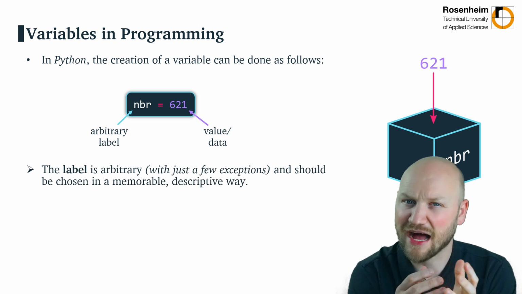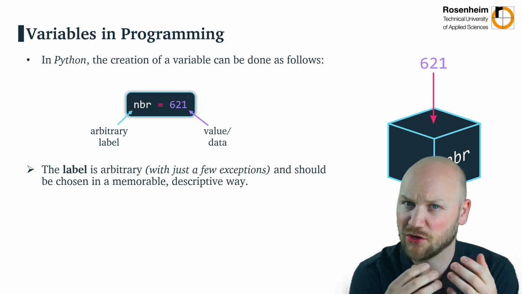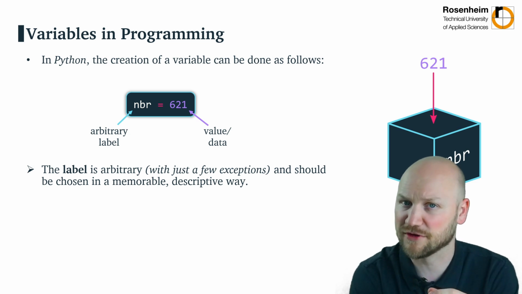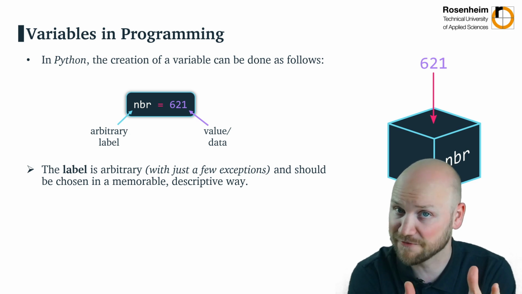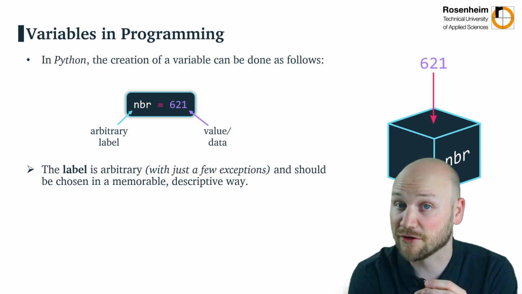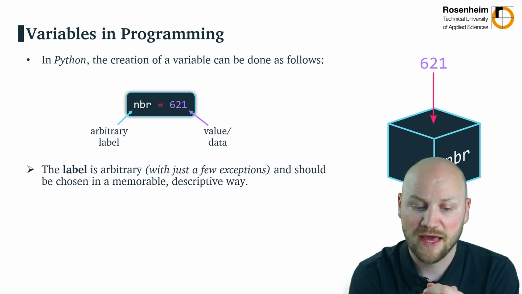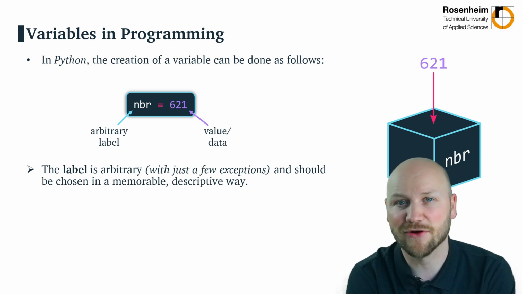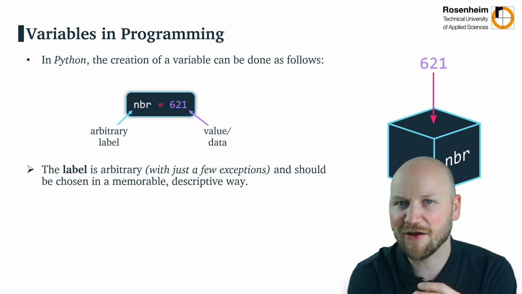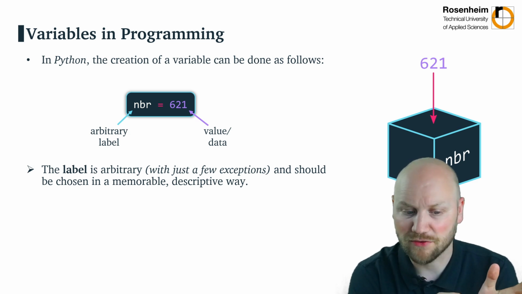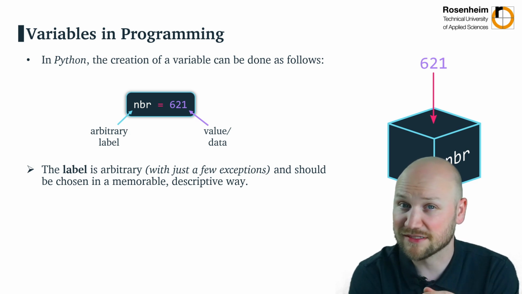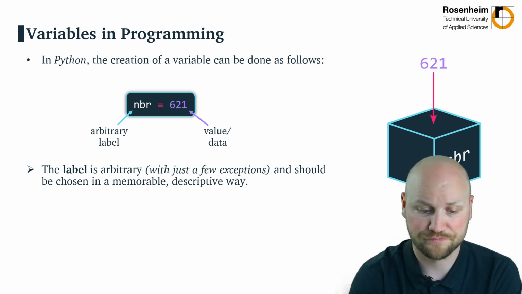The label is arbitrary. You can come up with an own idea of the name, but there are just few exceptions. For example, you can't start with a number. You can have numbers in that label name, but you are not allowed to start with a number. And it should be chosen in a memorable and descriptive way. Why? Because later on you might have many variables in place and it's very difficult to find all the data that you're looking for when the variables is not chosen in a good way.